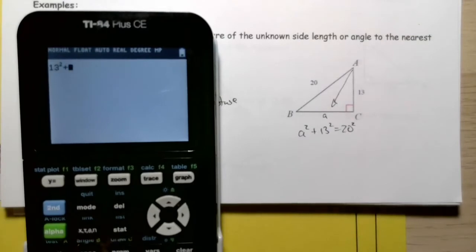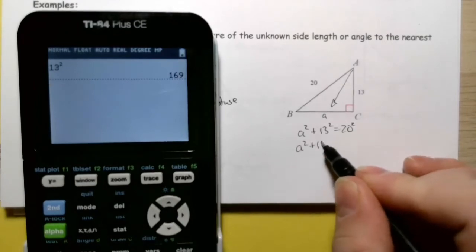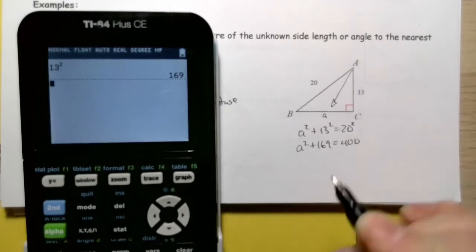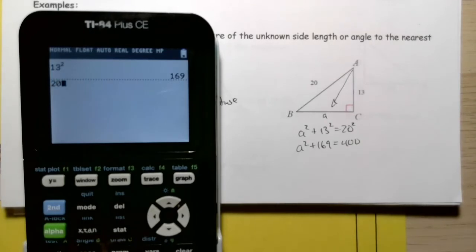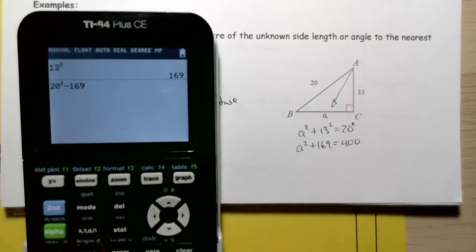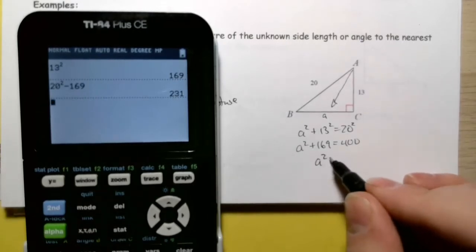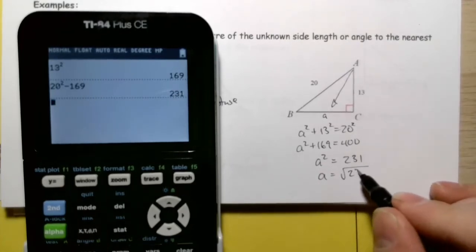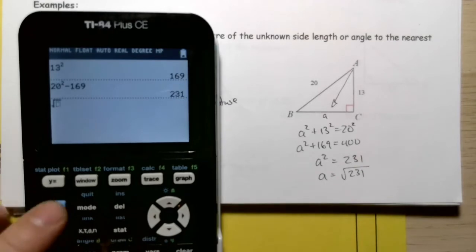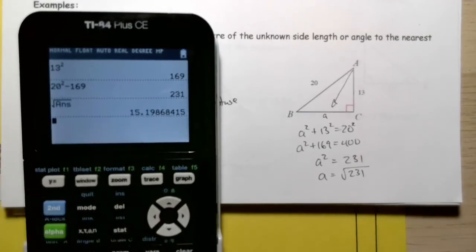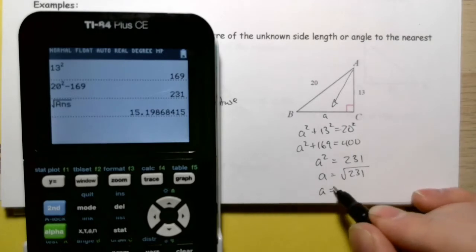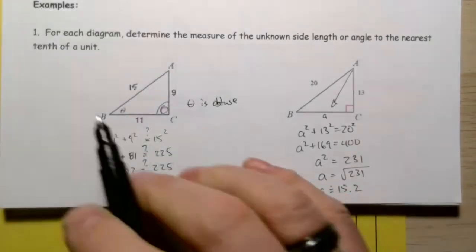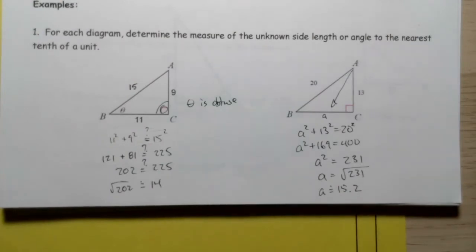So 13 squared, so this will be a squared plus 169 is equal to 400. And so now I will go 20 squared minus 169, because I have to bring that over here, so I'll get a squared is equal to 231. And remember that to finish that, I simply need to take the square root. The square root of that answer is roughly 15.2. That's what we wanted, to the nearest tenth of a unit. Those are a couple of examples of how we might use the Pythagorean theorem.